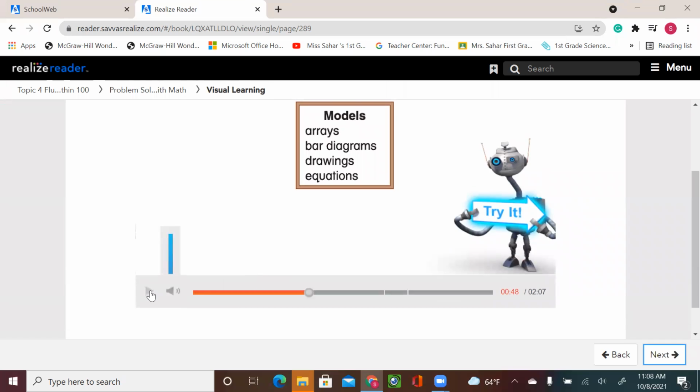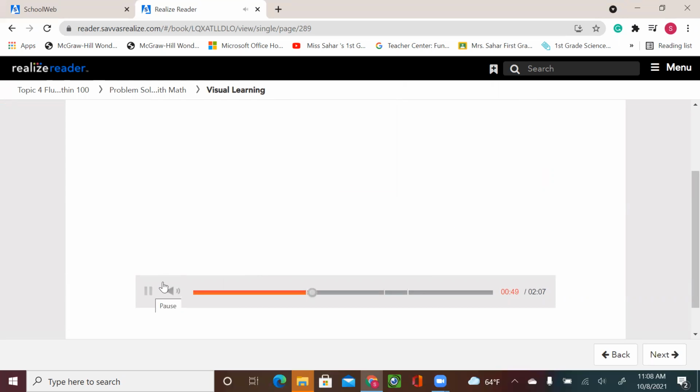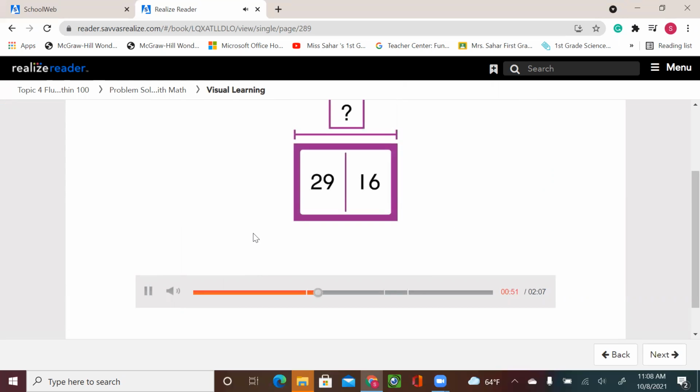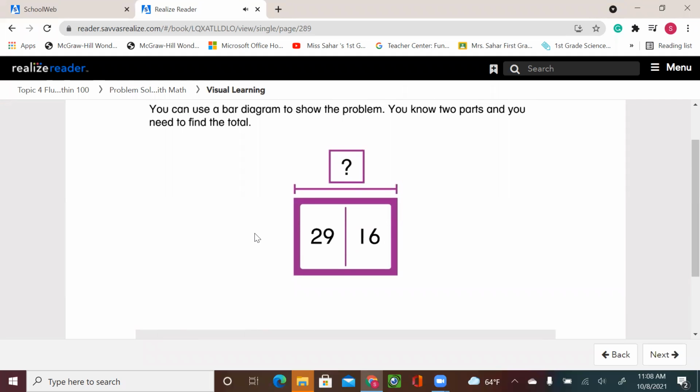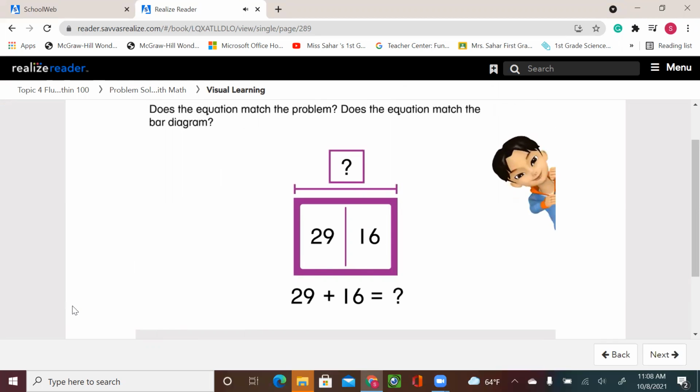We can use a bar diagram. You can use a bar diagram to show the problem. You know 2 parts and you need to find the total. You can also use an equation to model the problem. An equation uses numbers and symbols. 29 plus 16 equals what number? Does the equation match the problem? Does the equation match the bar diagram? How do you know?